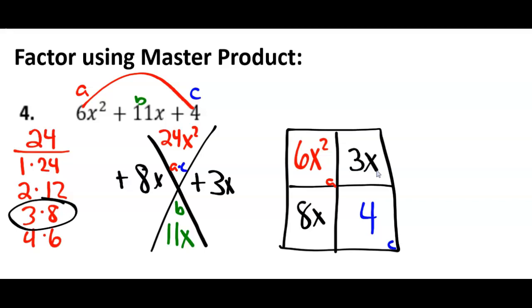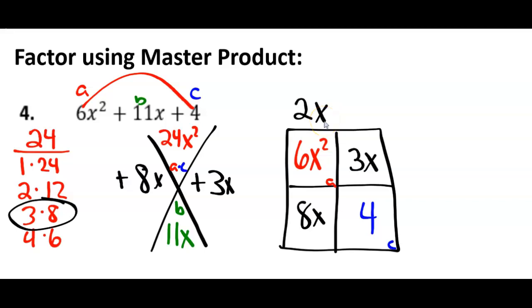Okay, so now what do I have to do? Well, I have to distribute out. In other words, what can I divide both 6x squared and 8x by? Well, I can divide both of them by 2, and I can divide both of them by x.